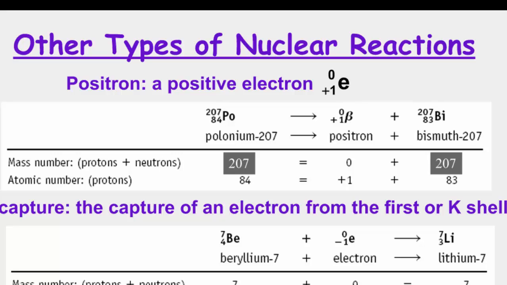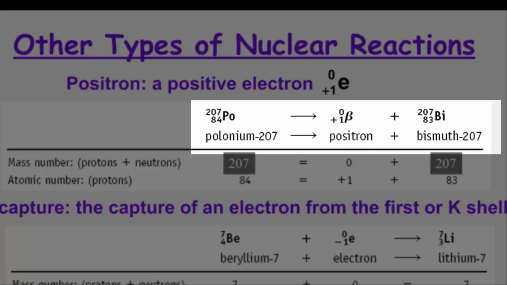The overall effect of positron emission is that your atomic number will go down by 1 on the right side of the equation, but the mass number will stay the same. So polonium with an atomic number of 84 and a mass number of 207, if it produces a positron, will become bismuth with atomic number 83, but still a mass number of 207.